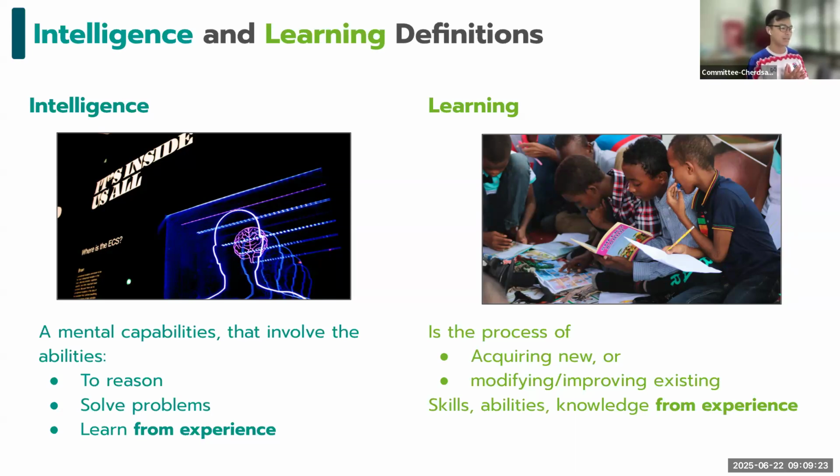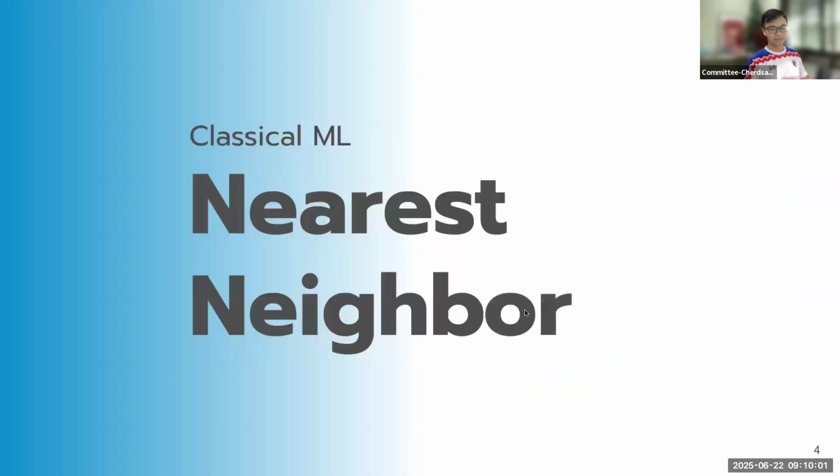So intelligence is the mental capability, which involves the ability to reason, to solve problems, and to learn from experience. But learning is more like a process. Learning is a process, not a capability. It is a process by which we acquire or improve our existing skills, abilities, and knowledge from experience. So that's the difference between learning and intelligence. Okay, just a brief quick overview to introduce those words.